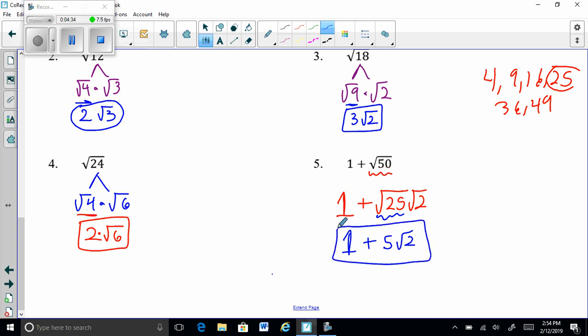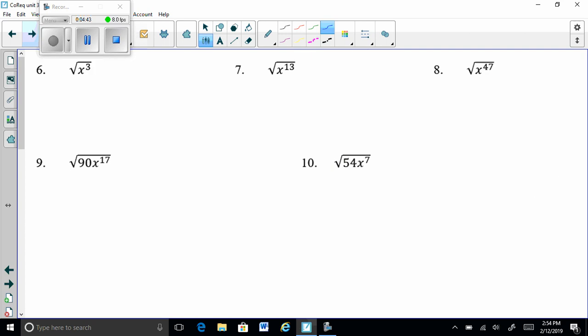And there you go. All right, we'll just keep on moving on. Okay, so now we're going to throw some variables in here.